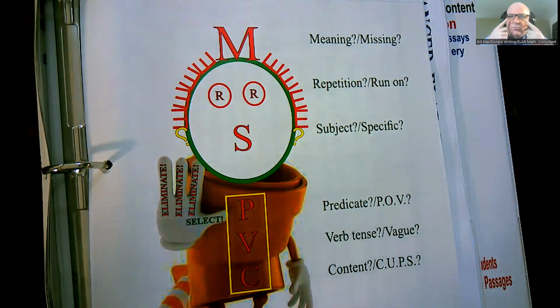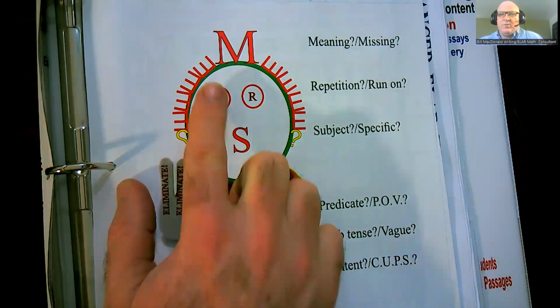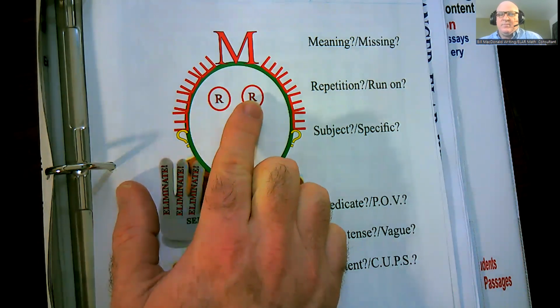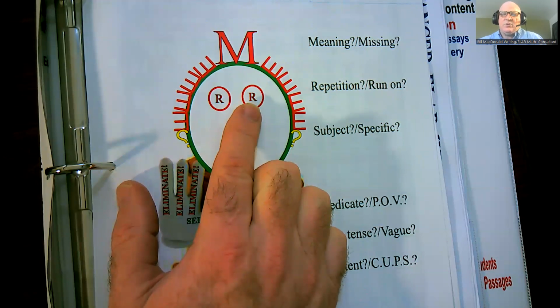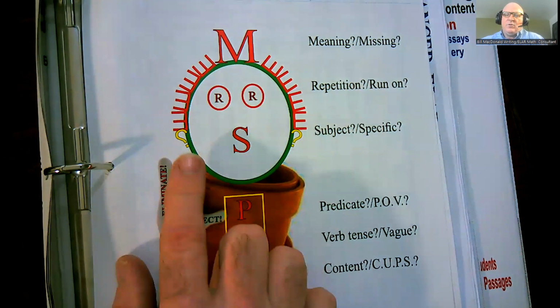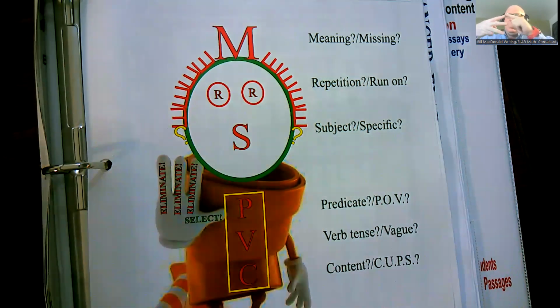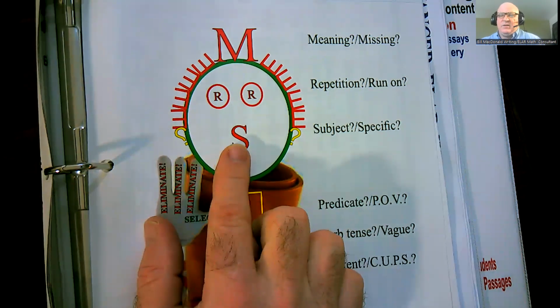If I see repetition or I see a run-on, I will make a little red brick with repetition around the word or phrases. I will cross off when I see a run-on. That means the sentence is too long. There's two sentences usually when there should only be one. And we're asking ourselves, do I eliminate or not?